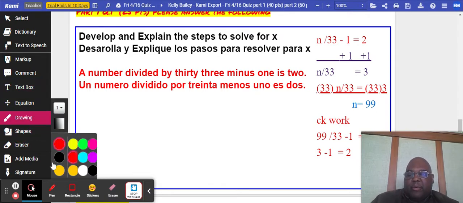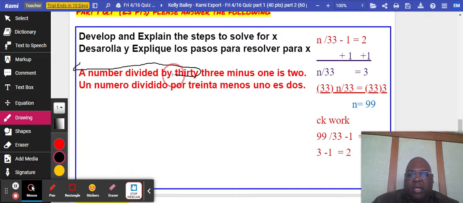Get my draw tool here. All right, a number. A number divided by 33. That's where I would get this. A number divided by 33, minus one is 2. There's our minus 1, and there's 2.